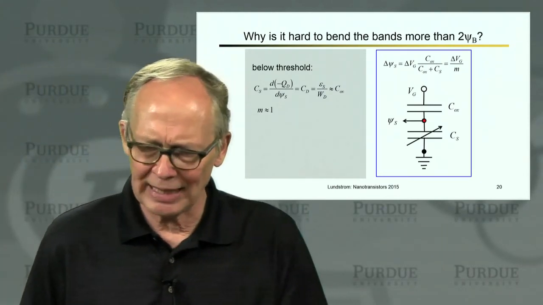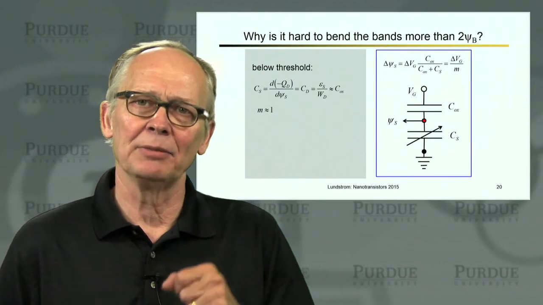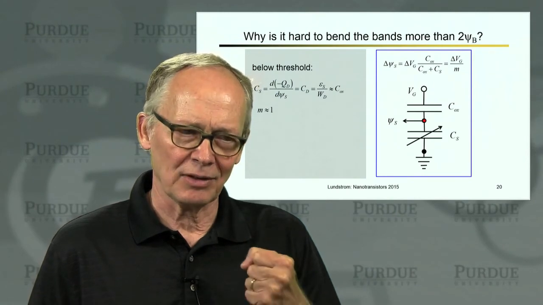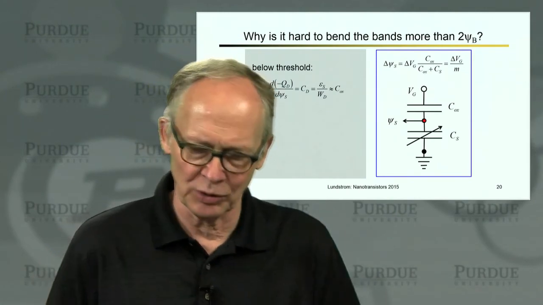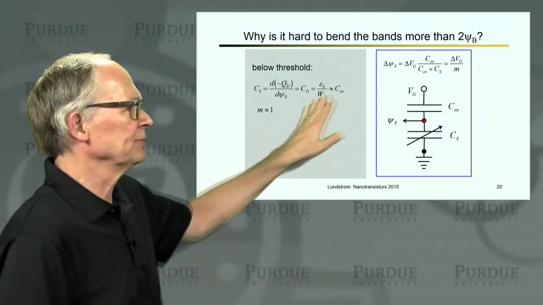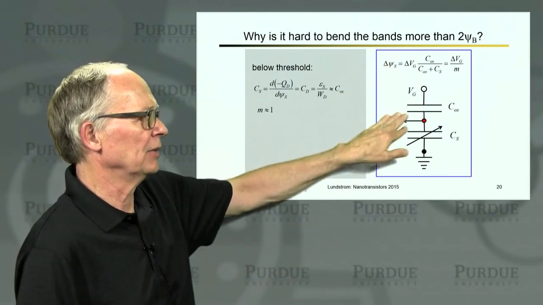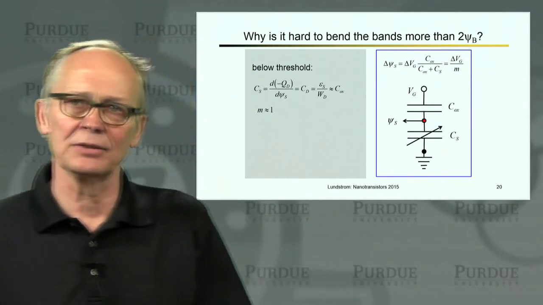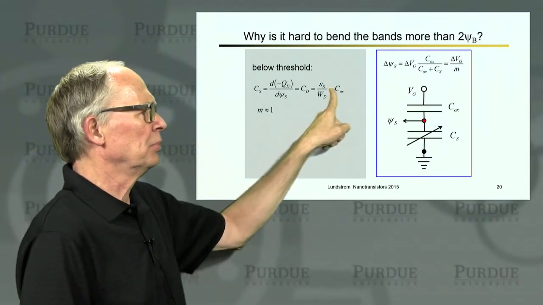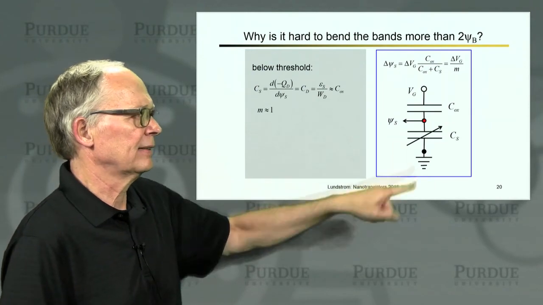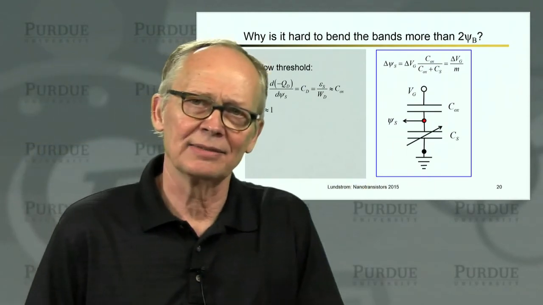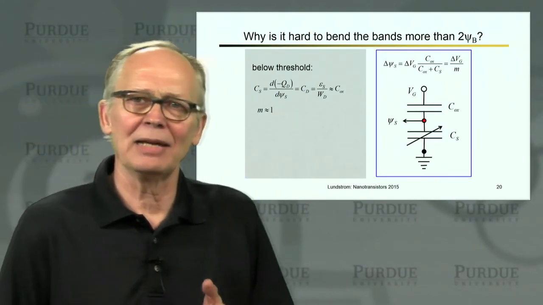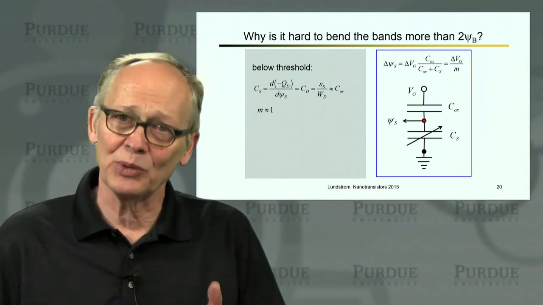Now, just briefly, I want to go back to this question about why it is so hard to bend the bands more than 2 psi b. We've been arguing that no matter how large you make the gate voltage, you can't bend the bands more than that. So one way to think about that is this voltage divider, and this parameter m that determines the fraction of the gate voltage that gets into the surface potential. Below threshold, the second capacitor is the depletion capacitance. This ratio is greater than 1, m is greater than 1, but the numbers work out so m is not much bigger than 1, 1.2, 1.3.